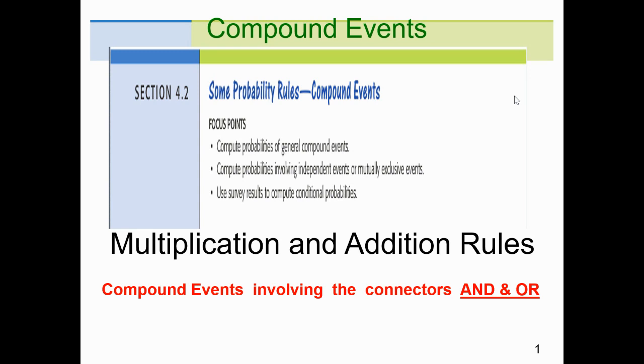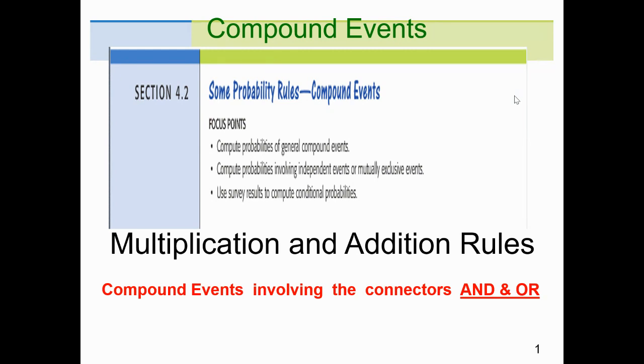introducing compound events. In the previous section 4.1, we had a single event. Hey, what's the probability of rolling a number less than 5? What's the probability of getting a question with 4 choices correct? Things of that nature. A single event. Now we move on to what's called compound events.